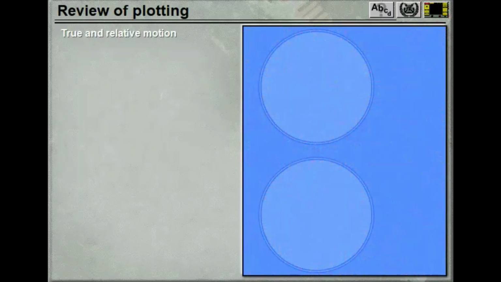In this radar plotting example, a possible collision situation is illustrated, using both true and relative motion plotting. The plotting time is 1 hour.